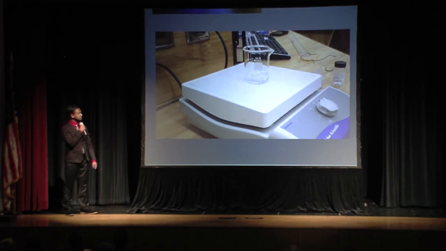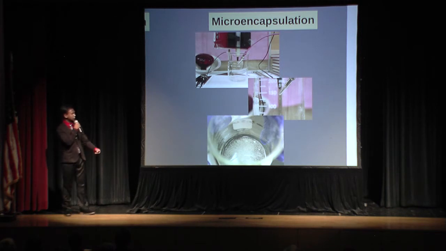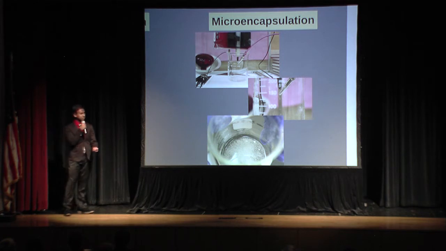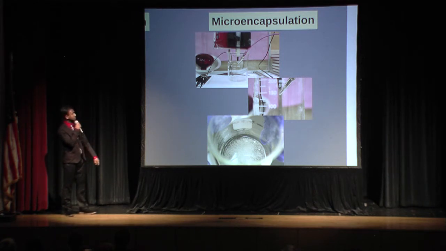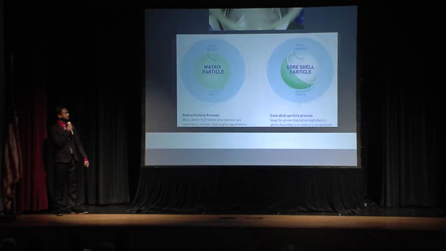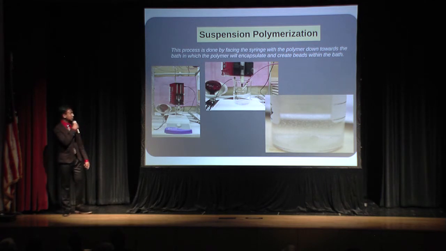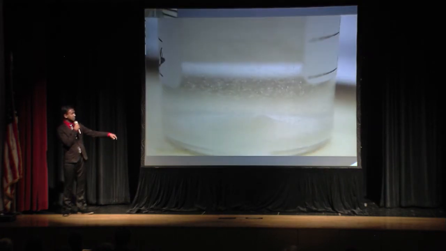And this is the testing apparatus. For microencapsulation, a voltage is applied, and the lower the voltage, the bigger the beads; the higher the voltage, the smaller the beads. Here are some more examples of microencapsulation. And this is just a diagram of what an encapsulated bead looks like inside. The process that was used to encapsulate the beads was suspension polymerization. This is when the polymer is suspended over the bath and dropped into the bath, and once in the bath, it encapsulates, and this is the end result.